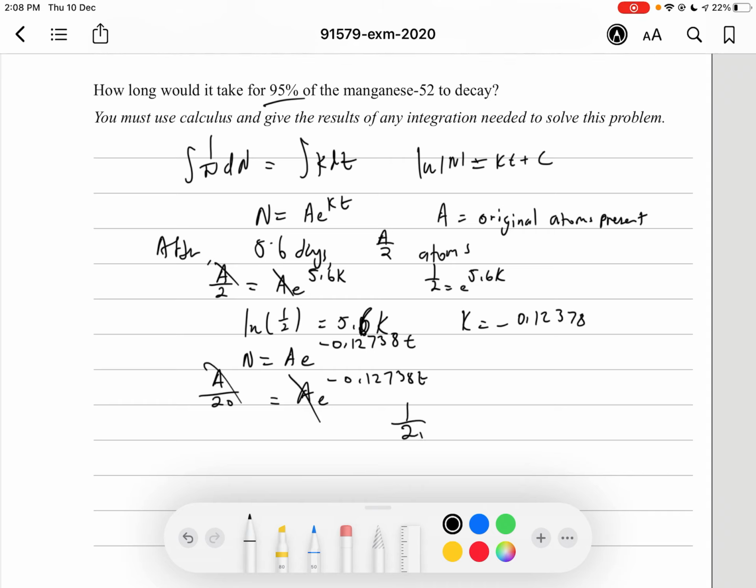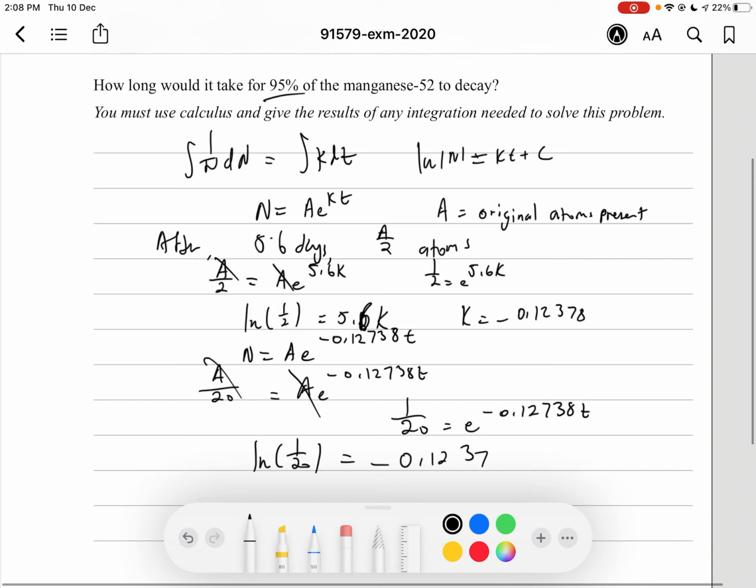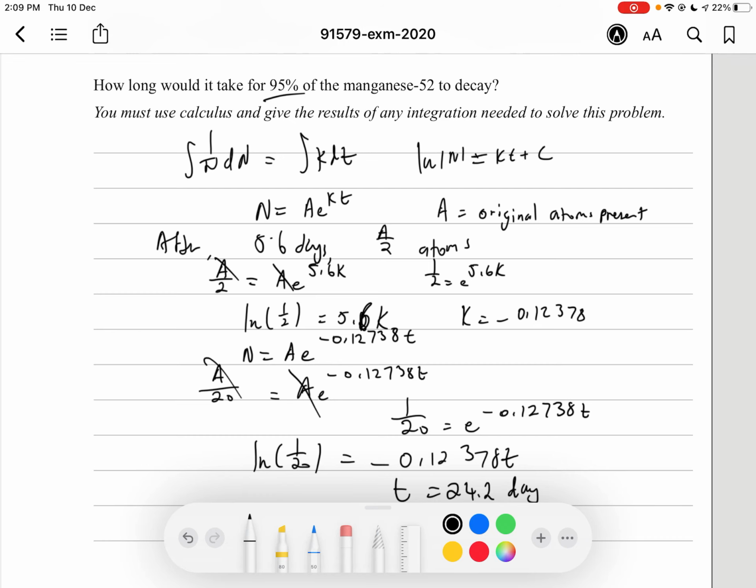So once again, we can cancel out a. So 1 over 20 equals e to the power of negative 0.12378t. ln of 1 over 20 equals negative 0.12378t. So that should give us an answer of t equals 24.2 days.